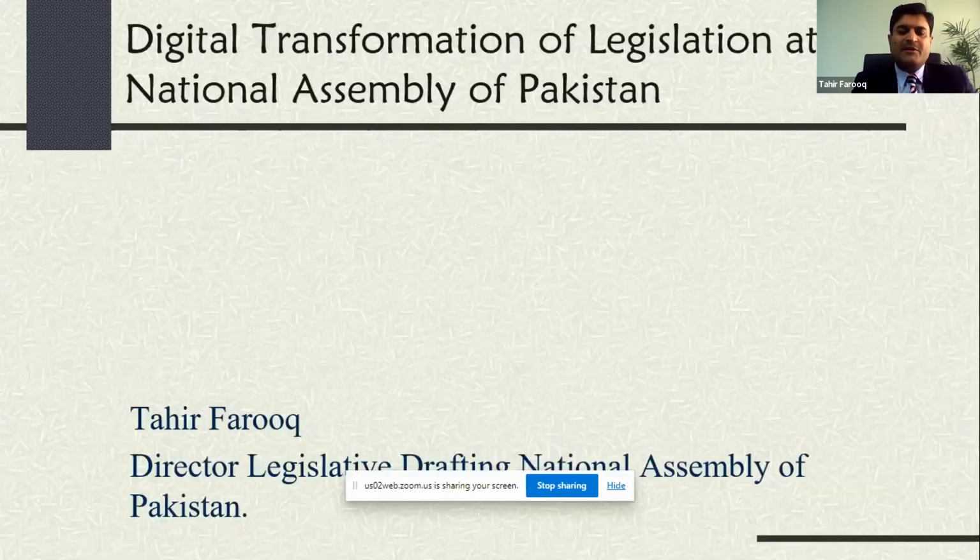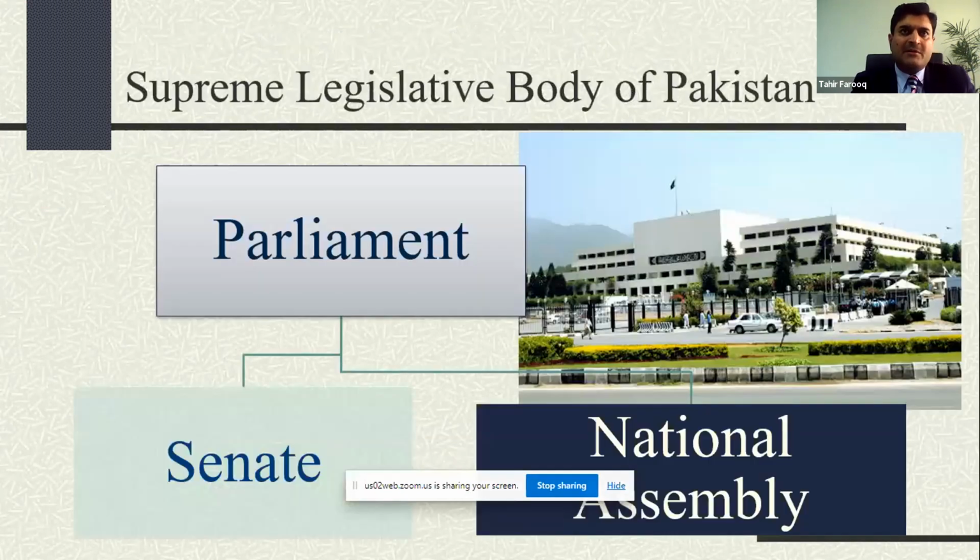Thank you very much. Just quickly, I will try to make it understood for all the people how the parliament in Pakistan is working. Just as introductory remarks, the supreme legislative body of Pakistan is the parliament, which consists of two houses: the Senate, the upper house, and the National Assembly, the lower house of the parliament.